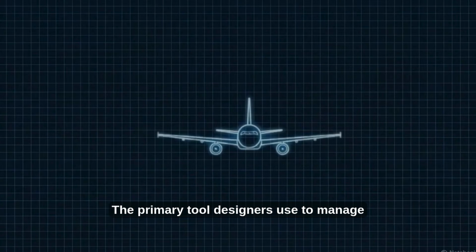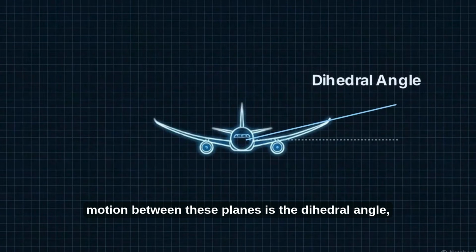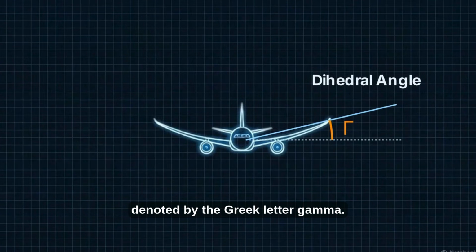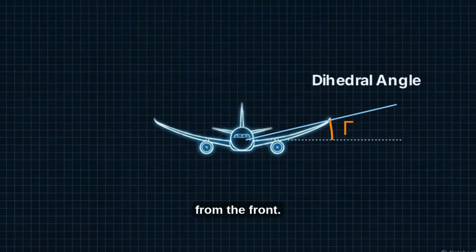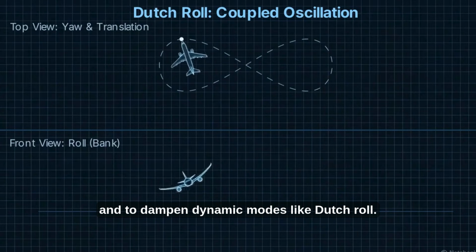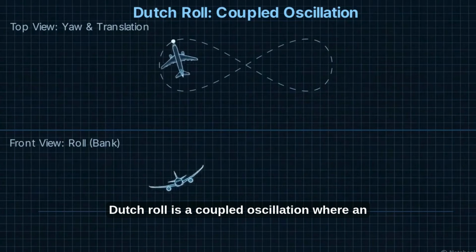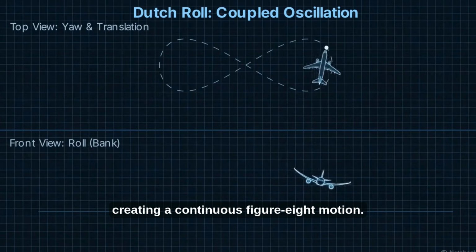The primary tool designers use to manage motion between these planes is the dihedral angle, denoted by the Greek letter gamma. This is the specific upward angle the wing plane makes with the horizontal axis when viewed directly from the front. Engineers implement this angle to provide roll stability and to dampen dynamic modes like Dutch roll. Dutch roll is a coupled oscillation where an aircraft simultaneously rolls and yaws, creating a continuous figure-8 motion.